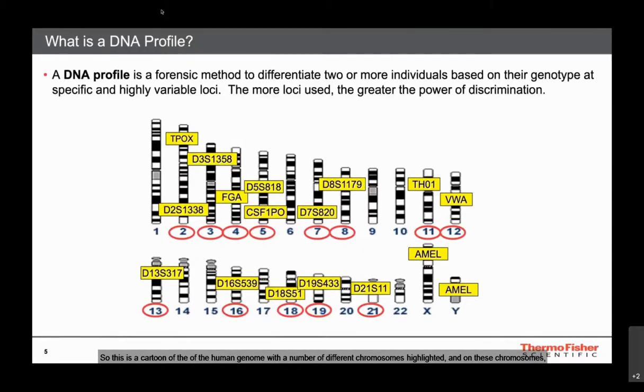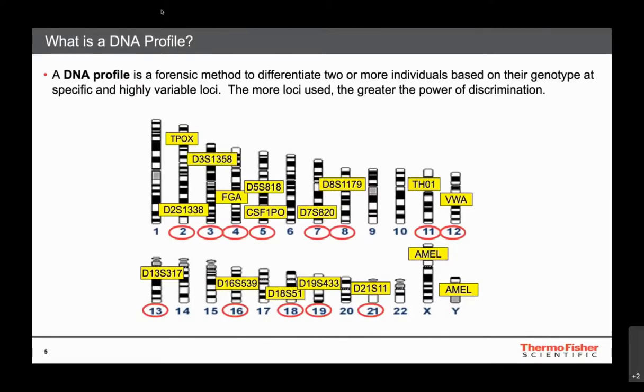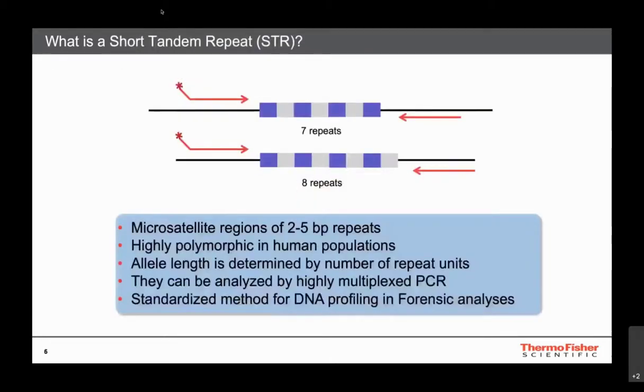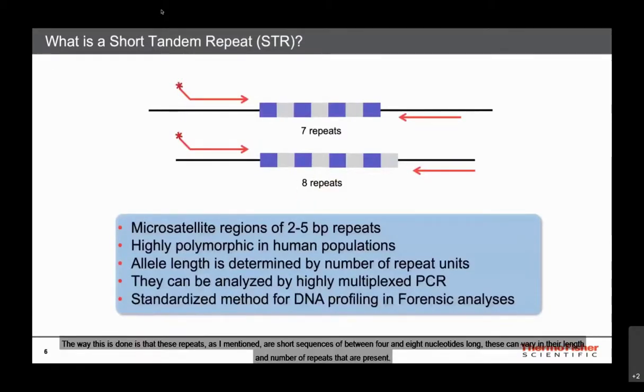And on these chromosomes, there are these STR regions, short tandem repeat regions, where there's extreme variability in the length of these STRs. These are used to make a very distinctive fingerprint for individuals, which is very often unique to that individual. The way this is done is that these repeats, as I mentioned, are short sequences between 4 and 8 nucleotides long. These can vary in their length and number of repeats that are present.